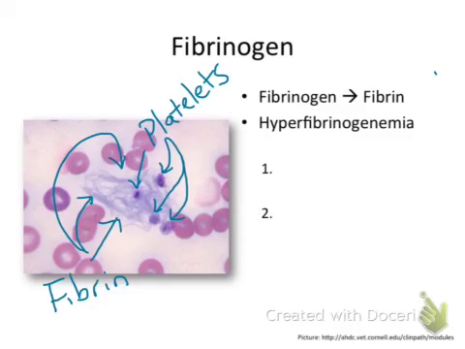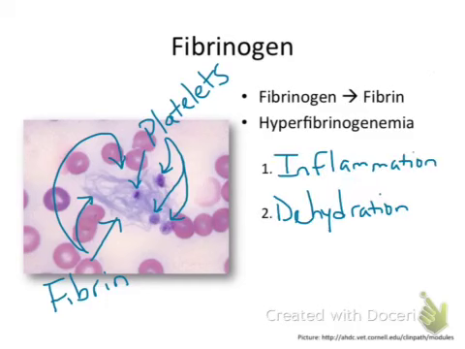There are two causes of hyperfibrinogenemia, and they are inflammation and dehydration. Fibrinogen increases in times of inflammation because it is a positive acute phase protein, or APP. And this just means that its production is increased during times of inflammation.